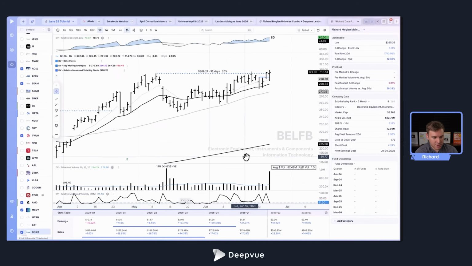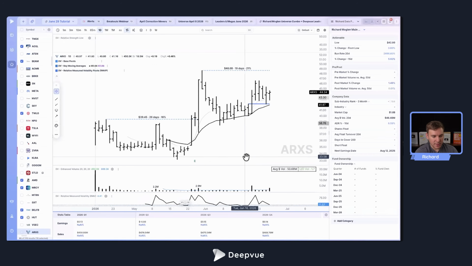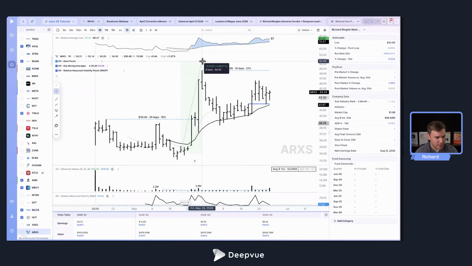We'll add this for now. Hut will add. And again, if any leaders show up that look relatively actionable, I'll add them. So what is this stock? This must be a biotech, but recent bio IPO.